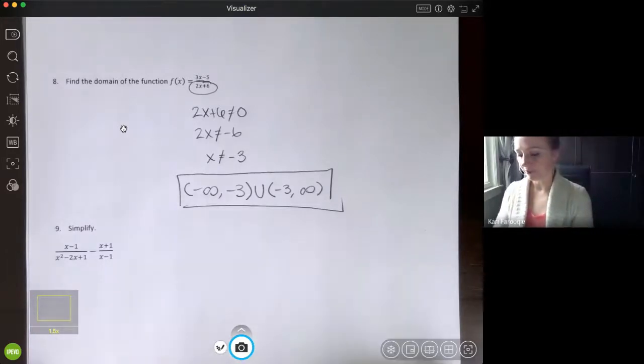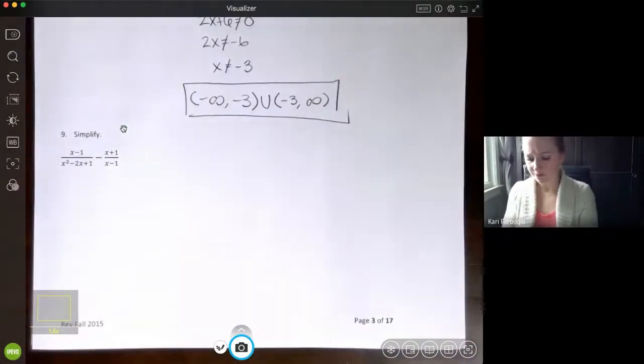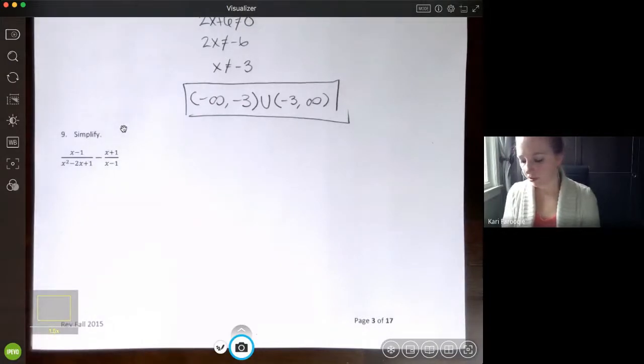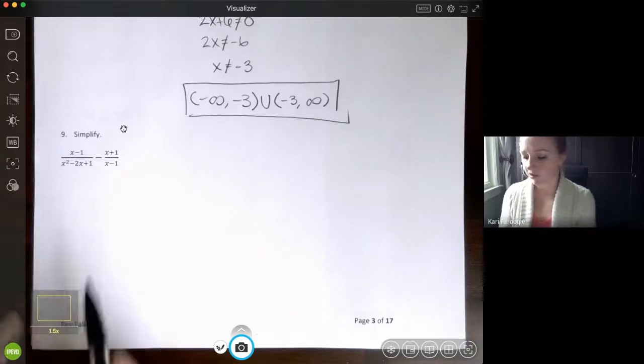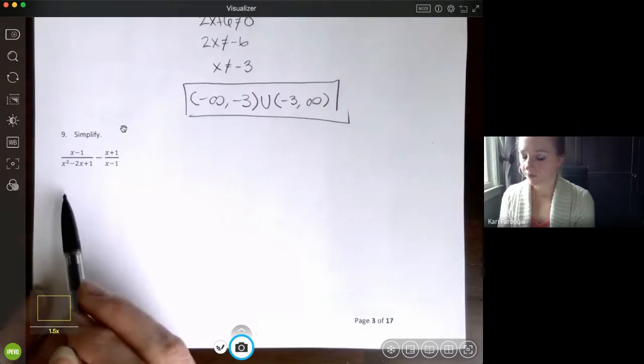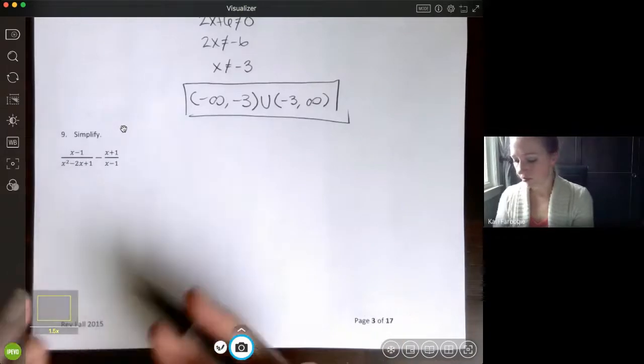Okay. All right, number 9. This is one of the trickier topics in chapter 7. In this problem, we are adding and subtracting rational expressions, subtracting here specifically, with unlike denominators. Remember that in order to add or subtract two fractions, they need to have the same denominator.